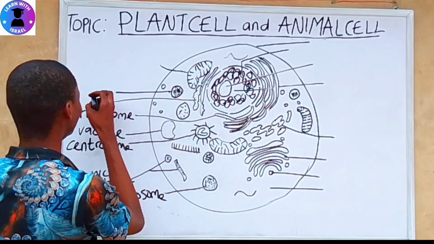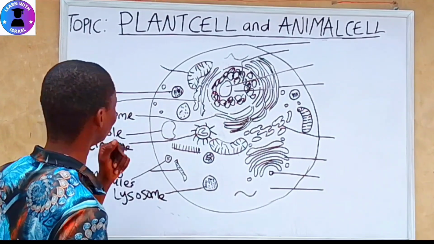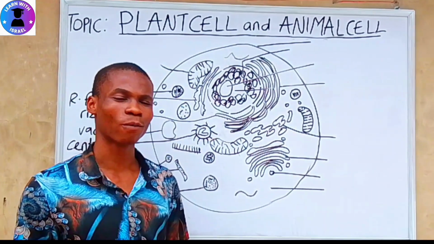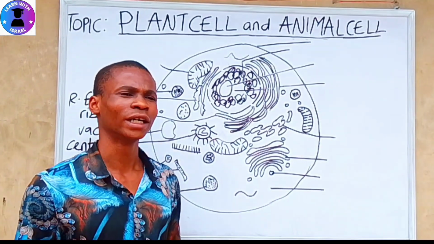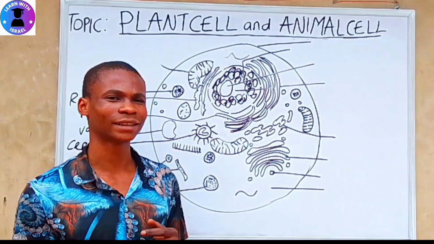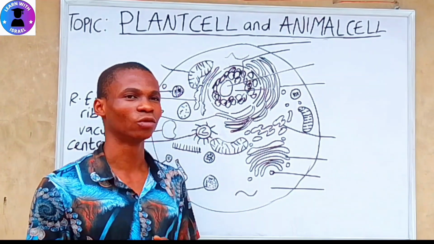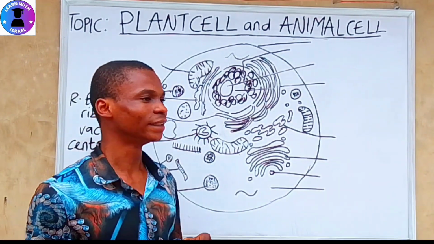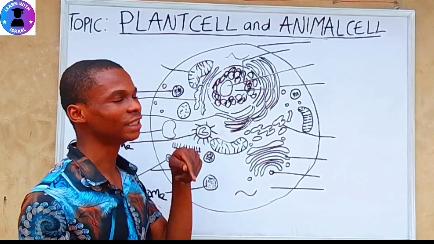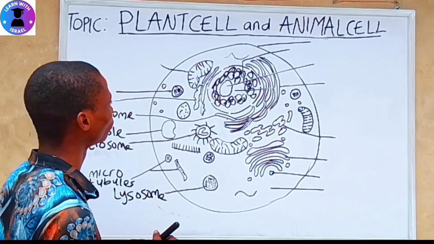And the next one is the RER, that's the rough endoplasmic reticulum. Earlier, during the identification of the diagram for plant cell, I talked about the two types of endoplasmic reticulum, RER and SER. The RER stands for rough endoplasmic reticulum, and the SER is the smooth endoplasmic reticulum. The function of RER is to synthesize protein, in ribosome, because ribosome is the site for protein synthesis.